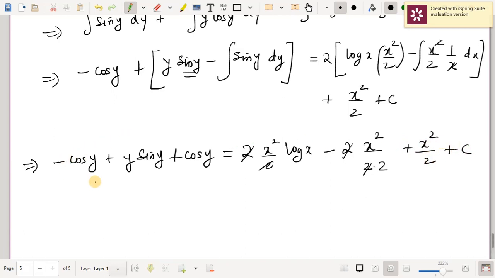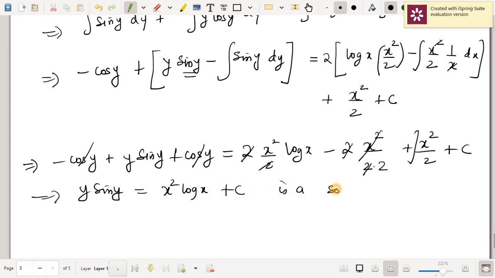So that's the expression which can be considered as the solution to the given differential equation. If I simplify this further, this and this get cancelled, this and this get cancelled, so we have y sin y equal to x square log x plus c is the solution to the given differential equation 1. This is how we solve it, okay.